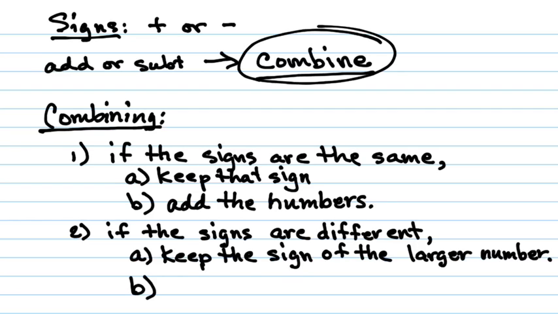Now, the second part of that, right? Now, have you heard the word difference before? What operation do you associate with the word difference? What's the difference? Subtraction, exactly. And so that's what you're going to do to the numbers. You'll subtract the numbers. Okay? And those are the two rules for combining. Okay? And you have to memorize them.